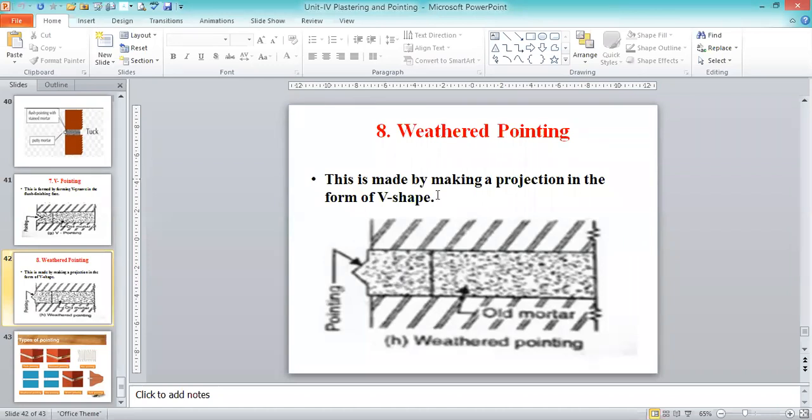This is made by making a projection in the form of a V shape to the external. Earlier almost all were done internally, but this is done externally, and we do the pointing work and fill up the mortar in the joint itself. So this is about V shaped pointing.